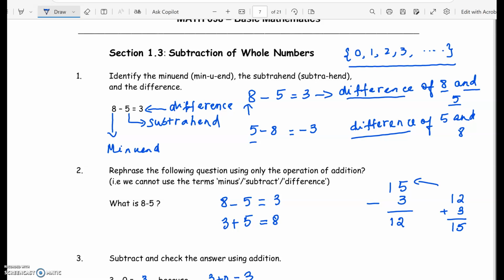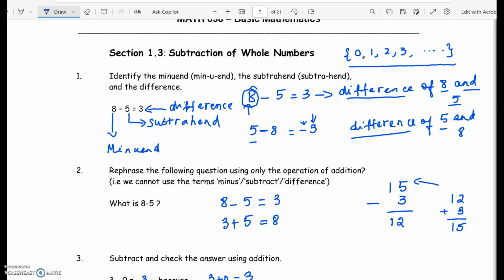Now, if you have 8 minus 5 is 3, we say that the difference of 8 and 5 is 3, right? So when I say difference of 8 and 5, I take 8 first and subtract 5 from it. So it's 8 minus 5. Now what if I said difference of 5 and 8? It is subtraction, but 5 comes first and then you subtract 8 from it. The number is 3, but the sign is negative because 8 is greater than 5.